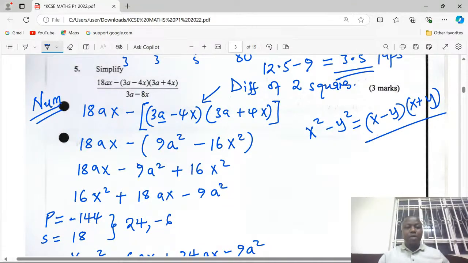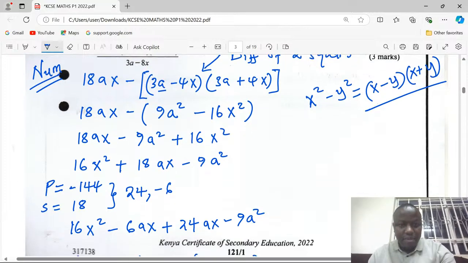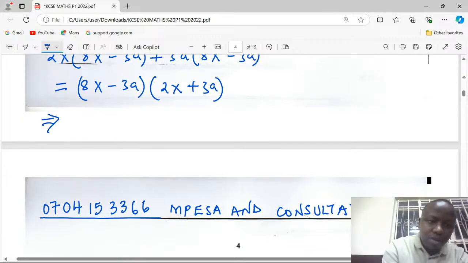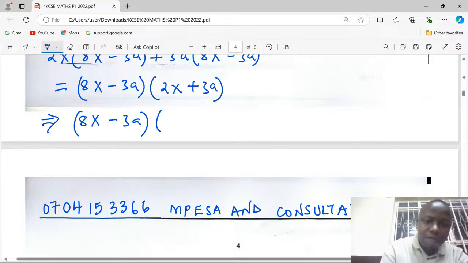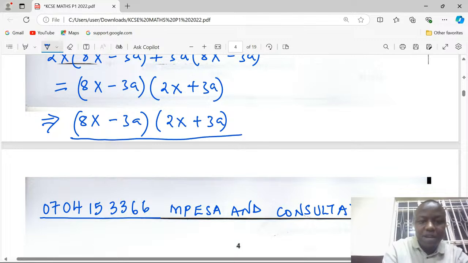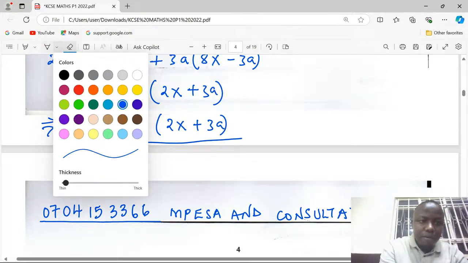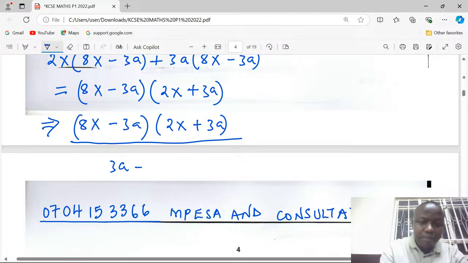Let's look at our denominator now. At the denominator, we are having 3a minus 8x. So we can now combine 8x minus 3a, then we are having 2x plus 3a. Everything now is being divided by 3a minus 8x.